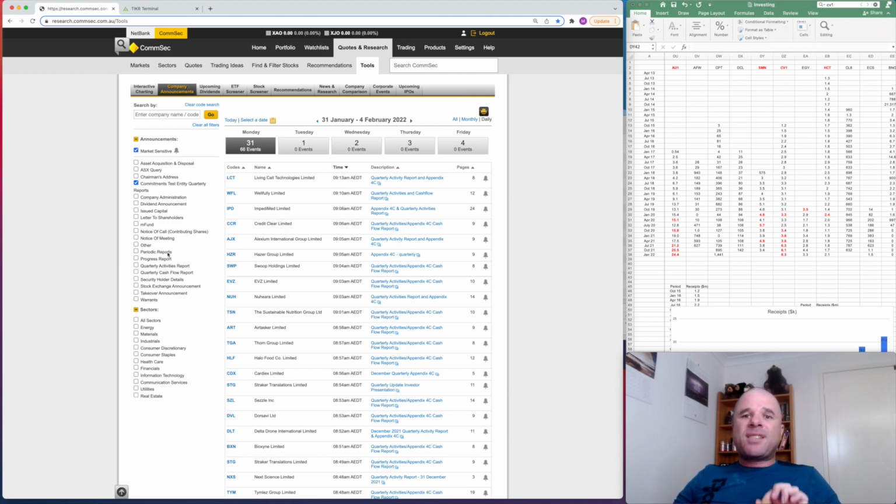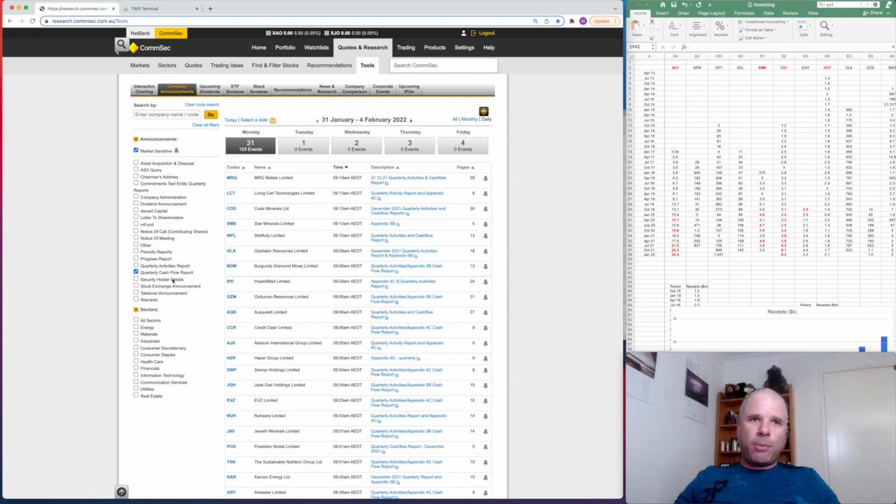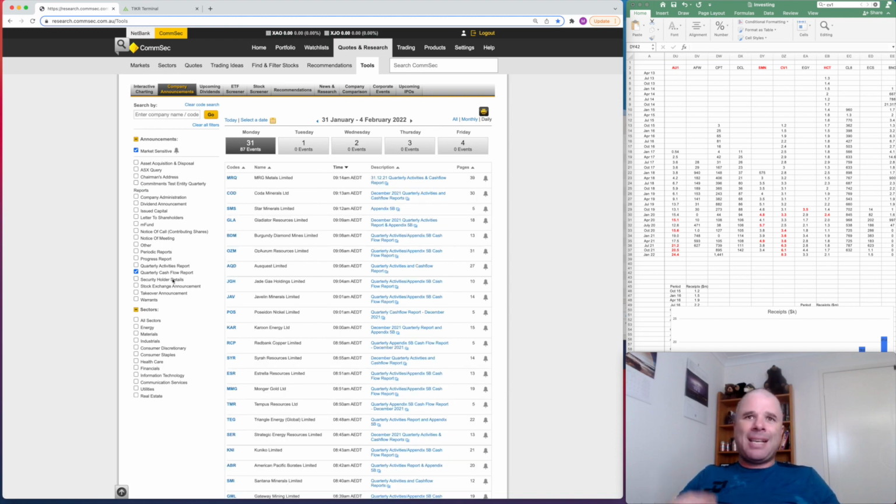Now, for Appendix 5Bs, a little bit different. That is quarterly cash flow reports seen down the bottom, and this is just mining companies releasing their Appendix 5Bs. The majority of these I don't really track. In fact, the majority of these I will just look at at a glance to make sure they don't have any cash receipts, because the majority of mining companies that do issue Appendix 5Bs are exploring companies without any cash flows.